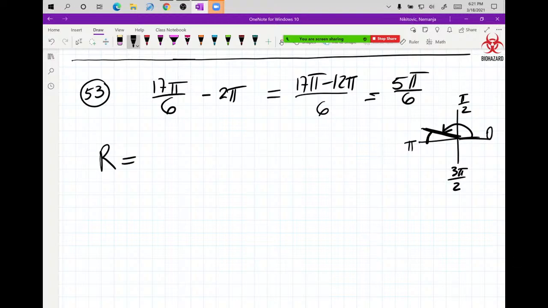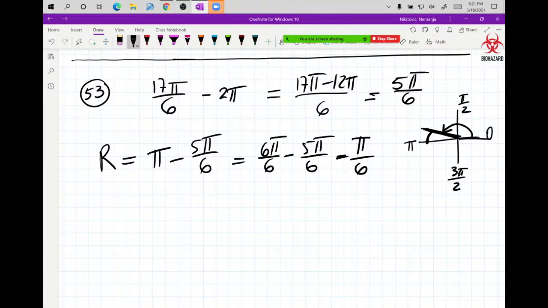So the reference angle R is going to be pi minus 5 pi over 6, which is 6 pi over 6 minus 5 pi over 6, equal to 1 pi over 6. So the reference angle is 30 degrees. And since we're in the second quadrant, sine is positive, cosine is negative, tangent is negative, right? All students take calculus. So the second quadrant has an S in it, and that stands for only sine is positive, and cosine and tangent are negative.